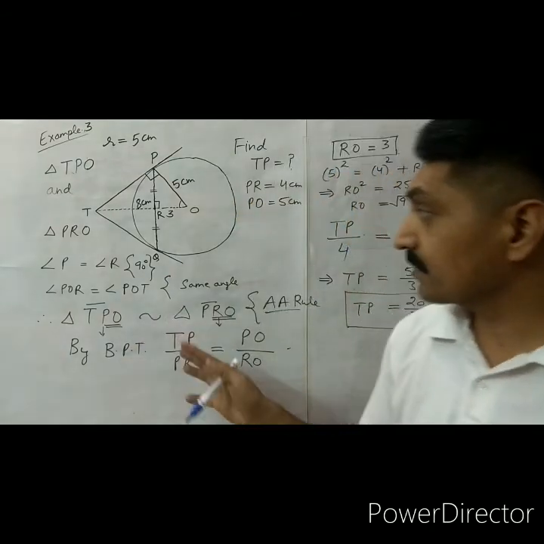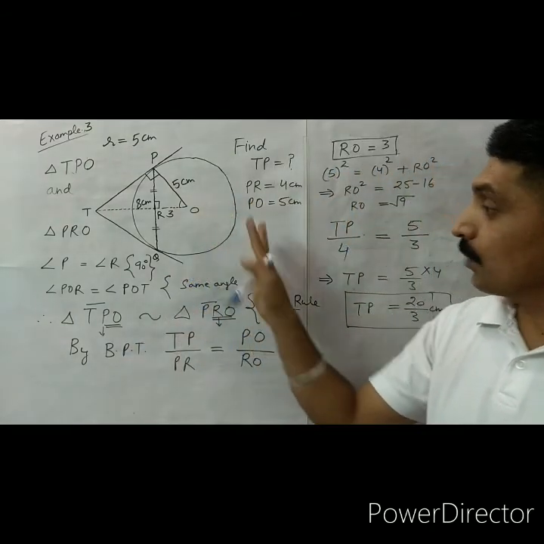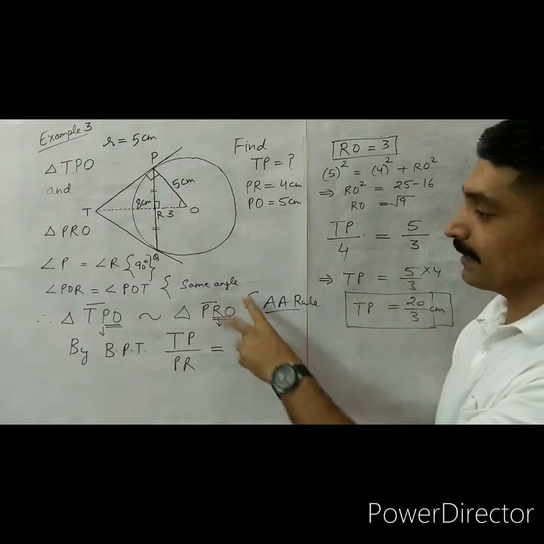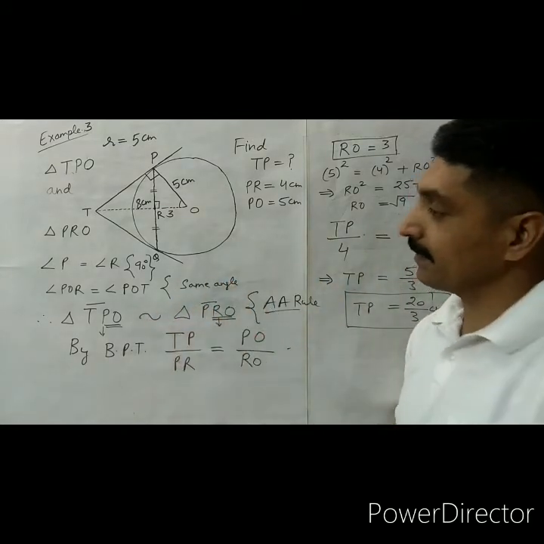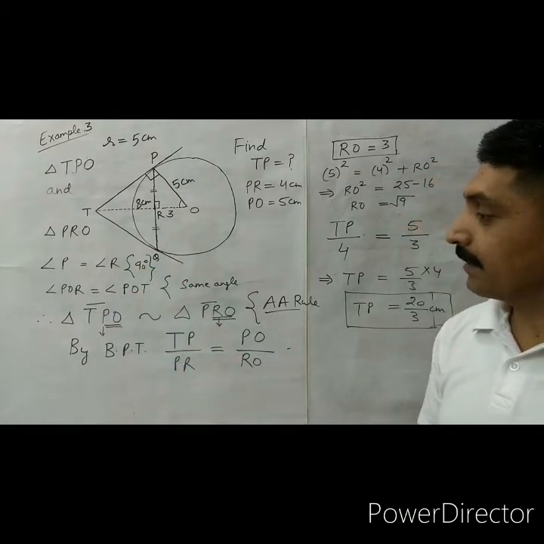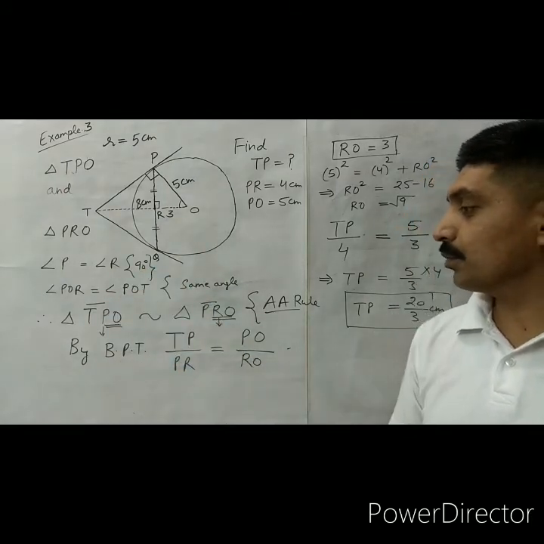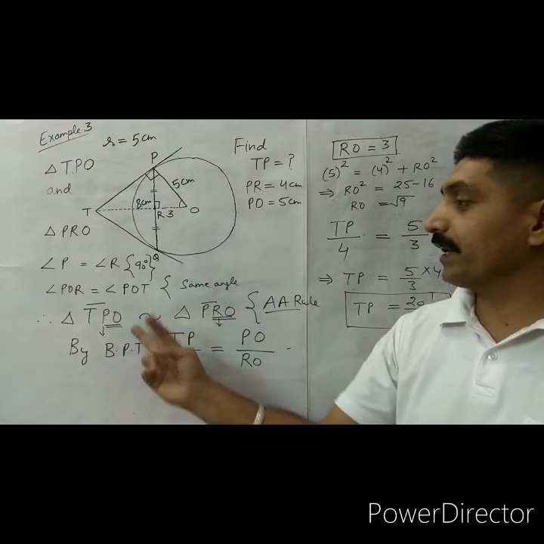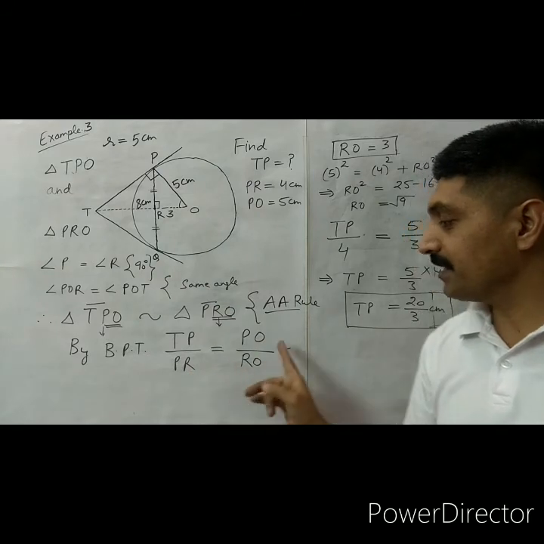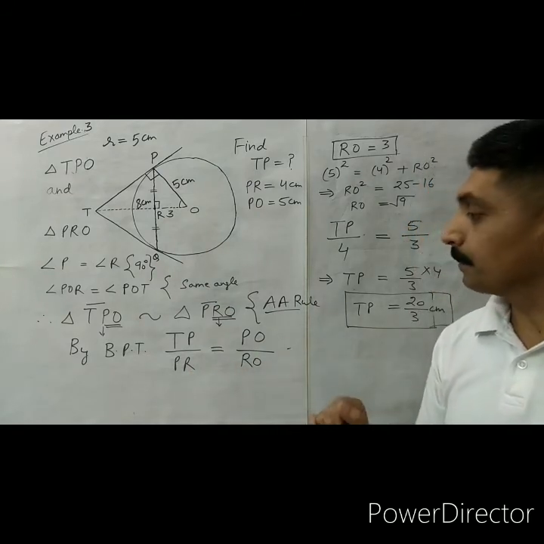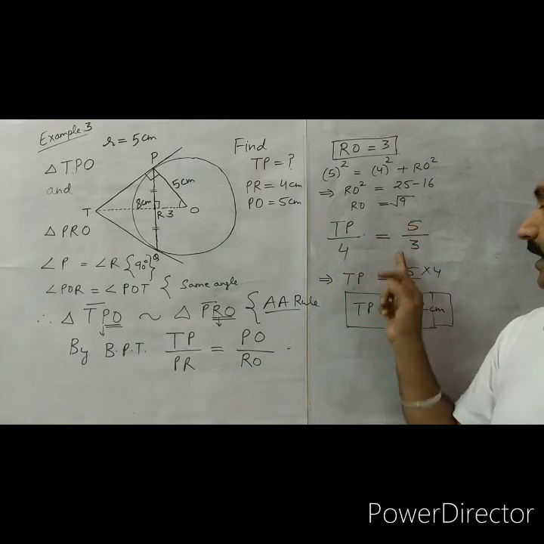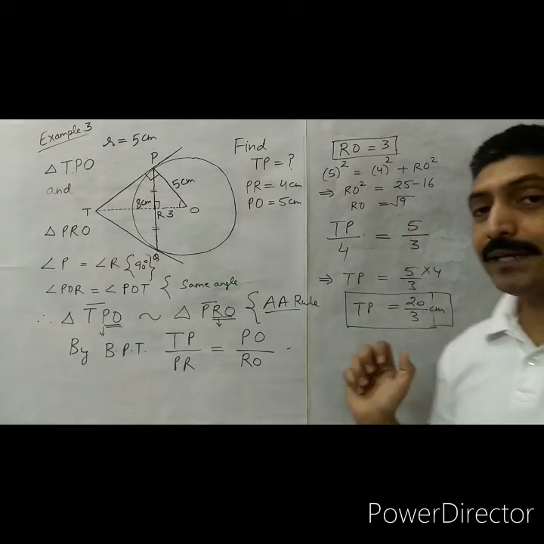So my dear students, I hope you are very much clear with this question. Here we are applying the similarity criteria of the triangles and the basic proportionality theorem. If two triangles are similar, then the ratio of their corresponding sides is equal. So here TP upon 4 is equal to 5 upon 3. So TP is 20 by 3.